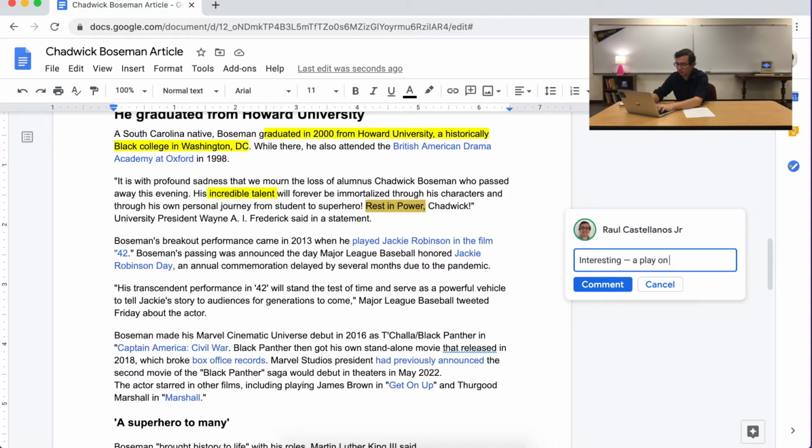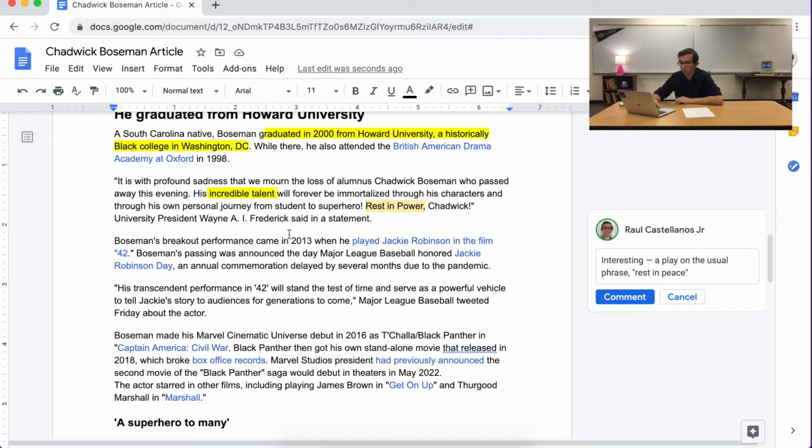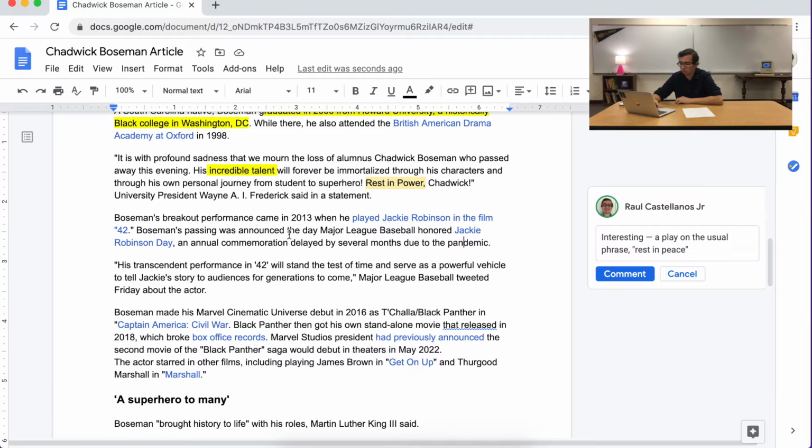A play on the usual phrase, rest in peace. Bozeman's breakout performance came in 2013 when he played Jackie Robinson in the film 42. Bozeman's passing was announced the day the Major League Baseball honored Jackie Robinson Day, an annual commemoration delayed by several months due to the pandemic.